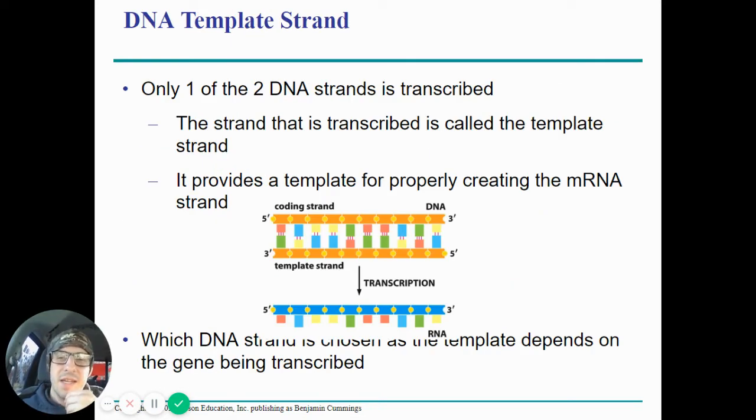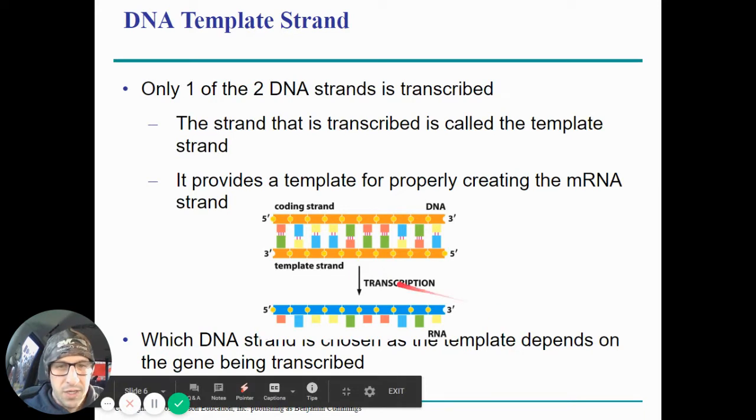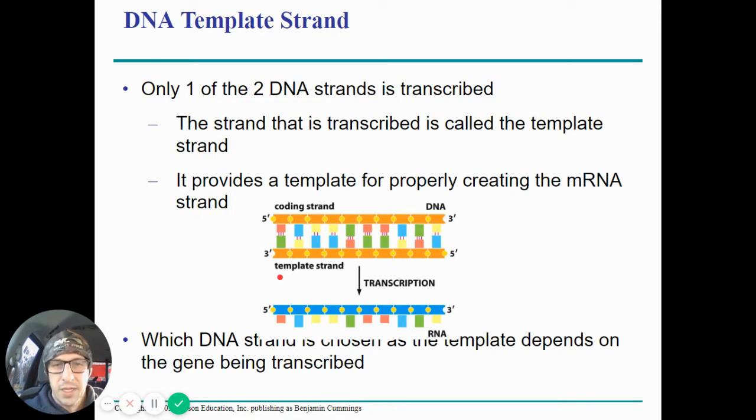Now, the DNA strand, we know that there are 2 DNA strands, obviously. We learned that last chapter. But only one of those 2 DNA strands is actually transcribed. Okay. Now, the strand that is transcribed is called the template strand. Okay, the template strand, and we can see that one down here. For some reason, this template strand right here is the one that is looked at to create the RNA and then ultimately to create the protein.